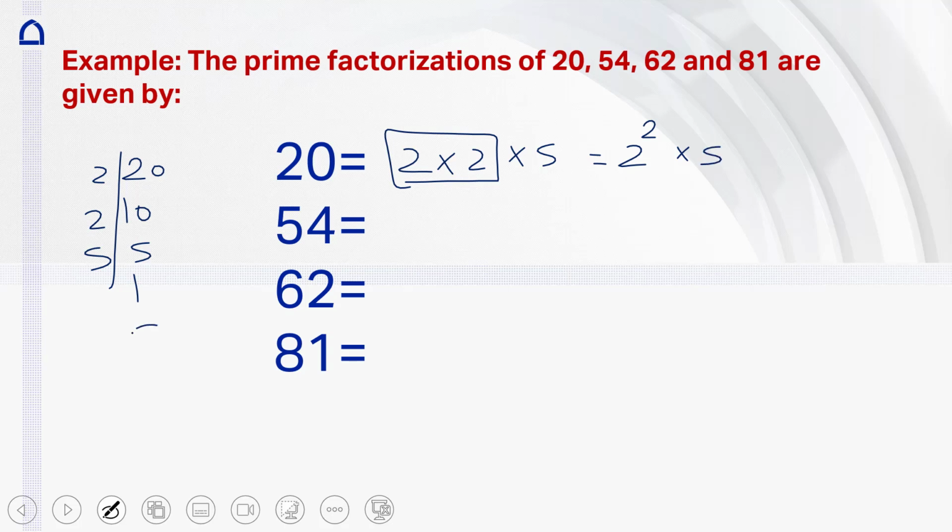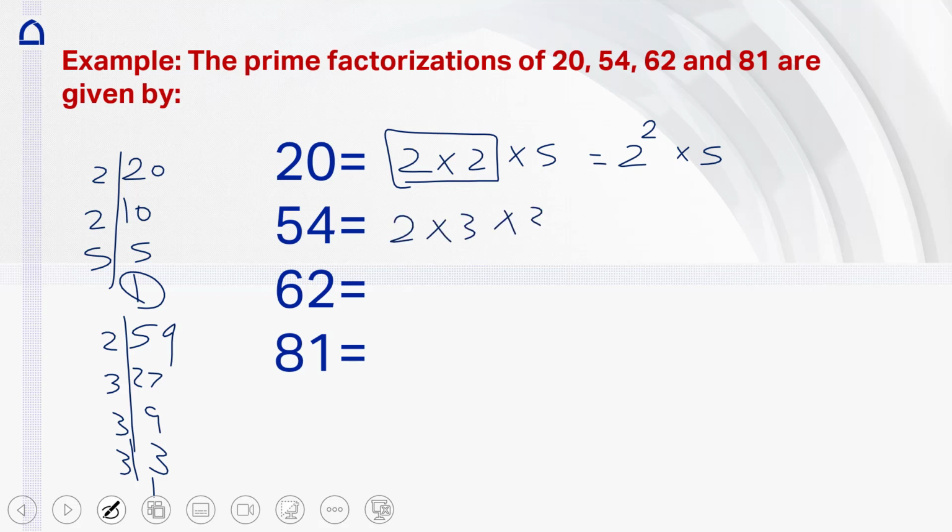Also, I get 54, divided by 2 is 27. I cannot divide it by 2 again, so I start dividing by the next prime number, 3. I have 9, divided by 3, I have 3, then 3, then 1. Once I reach 1, I stop. So I can write this one as 2 times 3 times 3 times 3. Okay, so 3 multiplied 3 times means 3 to the power 3. This is how I can write this one.